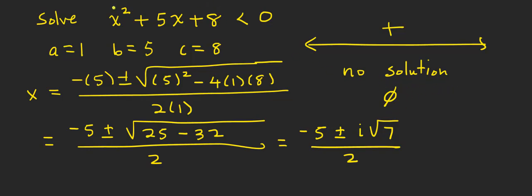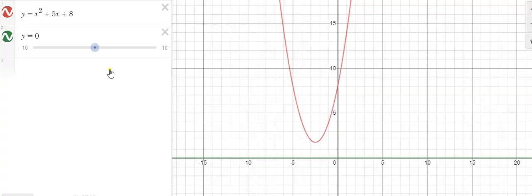Now let's graph this and see what happens. I'm going to graph this and y equals 0. As you can see, you got y equals x squared plus 5x plus 8 as a red line, and then y equals 0, that's the x-axis. Now, x squared plus 5x plus 8 is always above y equals 0, meaning that no matter what x is, this will always be greater than y equals 0. So therefore, we did not have a solution because we wanted to find a solution when x squared plus 5x plus 8 is less than, below 0.